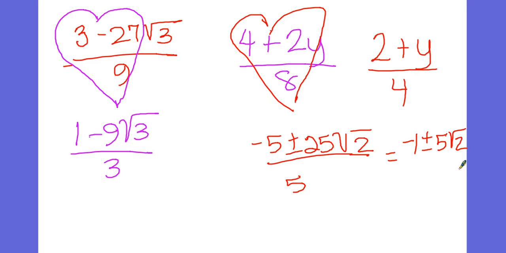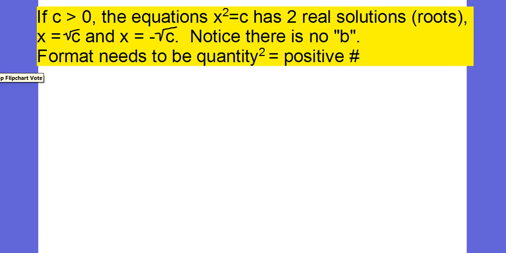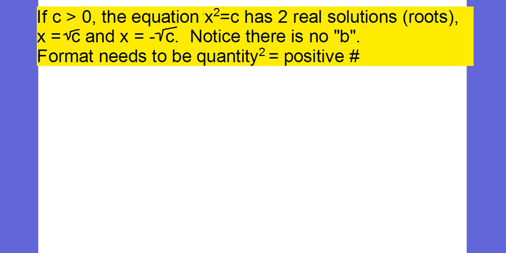Now that we've reviewed simplification of our square roots and fractions, we're going to move on to applying the square root property. The definition says, if C is greater than 0, meaning it's positive, the equation x squared equals C has 2 real solutions, or roots. The roots are x equals the square root of C and x equals the negative square root of C.